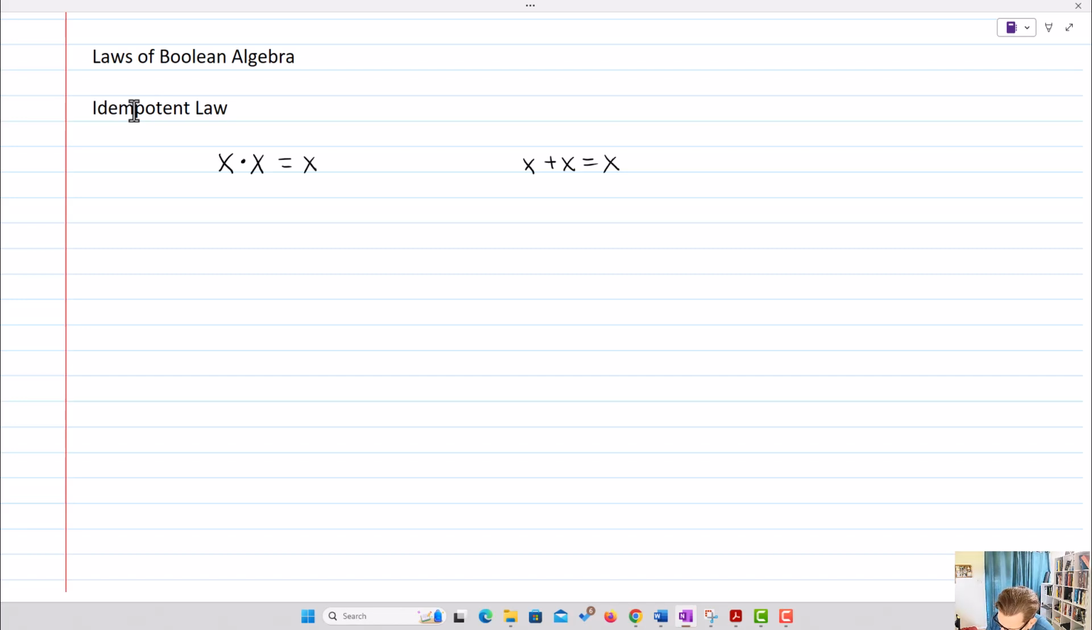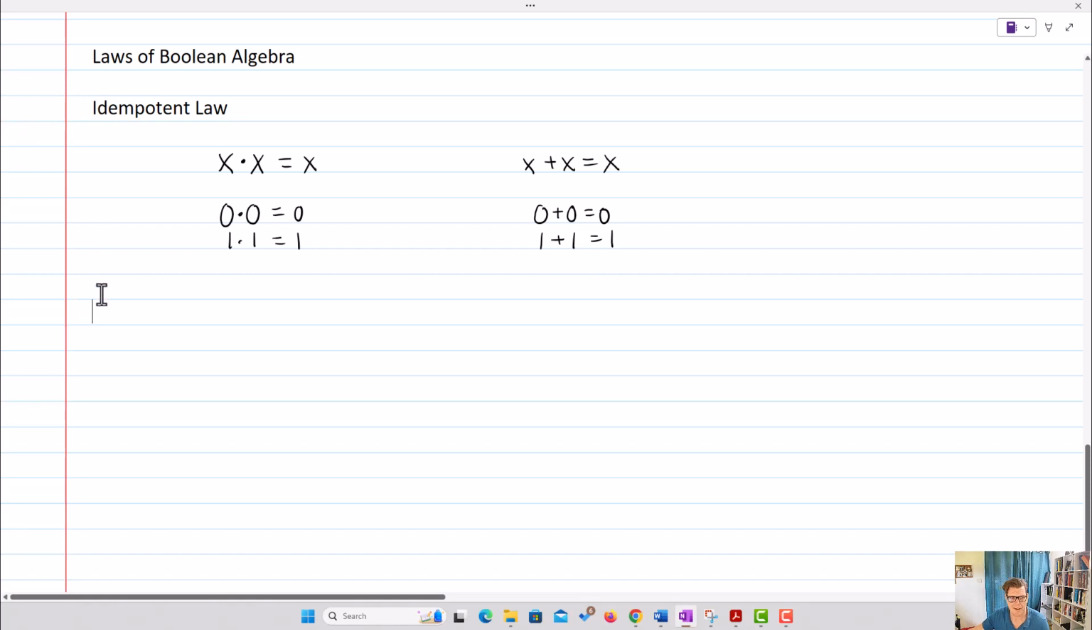For example, if I take 0 times 0, that equals 0, and 1 times 1 equals 1, just by how we've set up what a product is. If I take 0 plus 0, I get 0. And if I take 1 plus 1, I get 1. So we can see the idempotent law holds just by testing it out over all the different combinations that we possibly have.